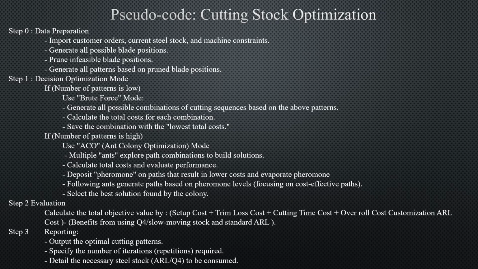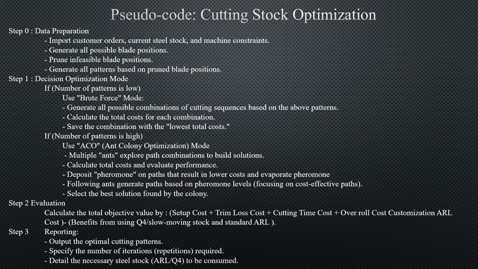Step 0, data preparation. You should import customer order, current steel stock, and machine constraint. After that, generate all possible blade positions, then plunge invisible blade positions, and after that, generate all patterns based on plunge blade positions.